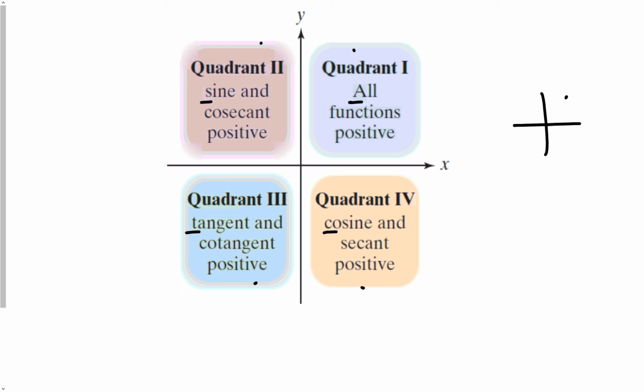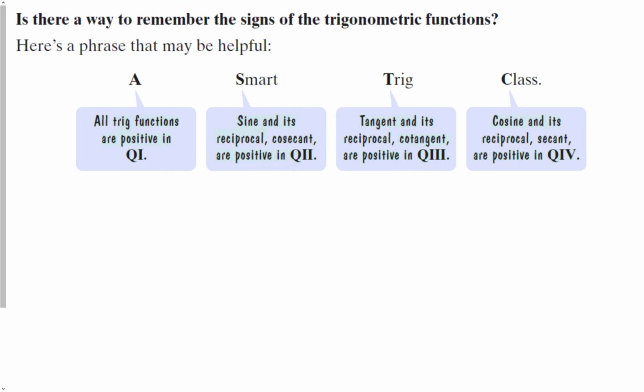And we usually write that like A, S, T, C, which tells me that everything's positive here, the sine's positive in this one, tangent's positive in this one, and cosine is positive in that one. There's a couple tricks, little mnemonic devices to help you remember this. So a phrase that might be helpful would be a smart trig class.